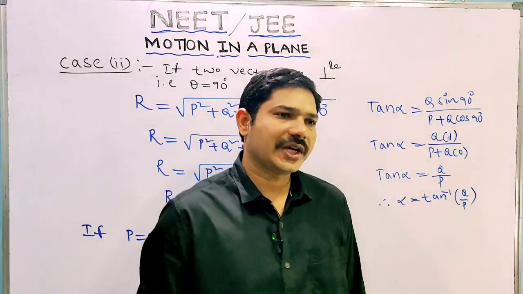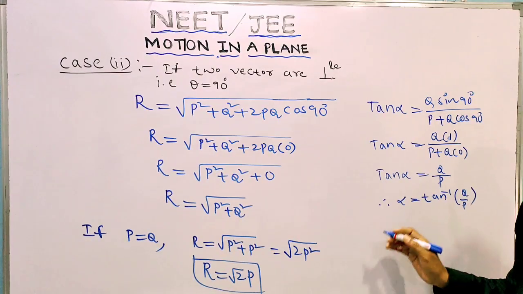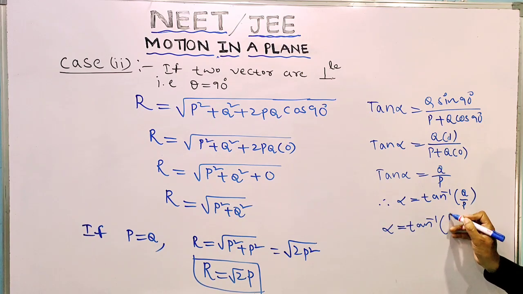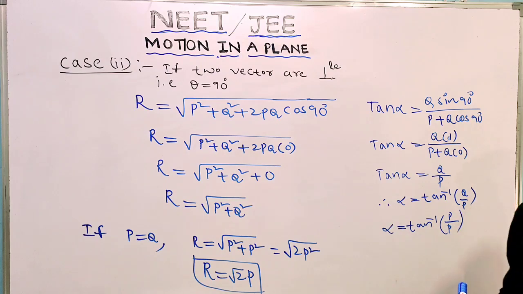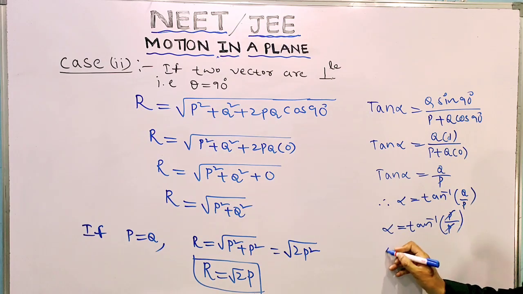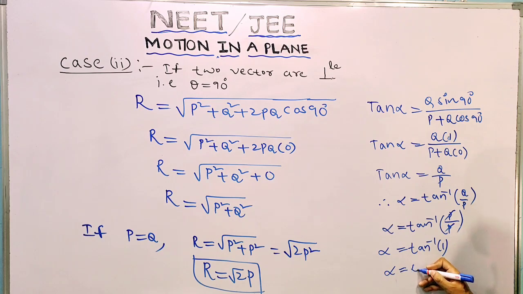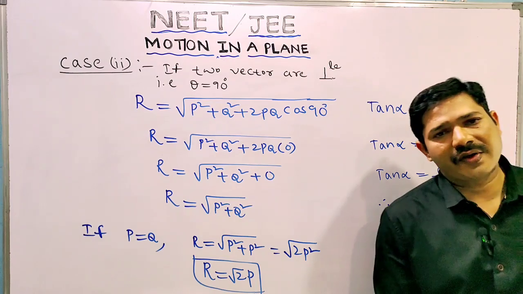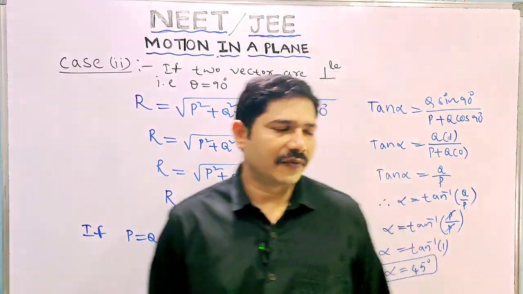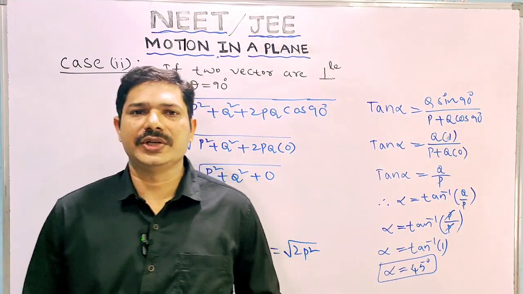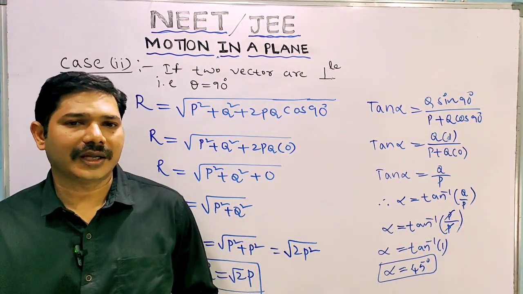Direction alpha equal to tan inverse of Q by P. Q is P only, so P by P gets cancelled. Alpha equal to tan inverse of 1. Tan inverse of 1 means how many degrees? We get 1 in the tan function at 45 degrees. Therefore, alpha is 45 degrees when two vectors are at right angles to each other.